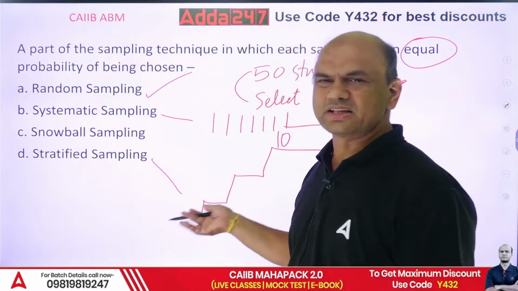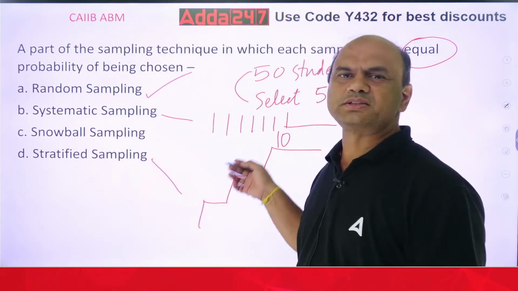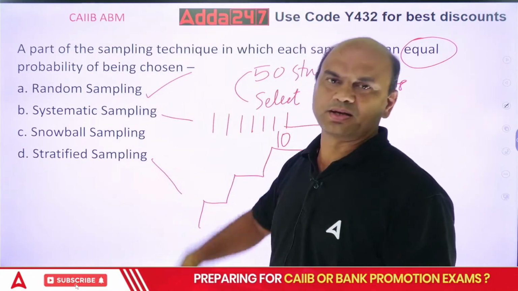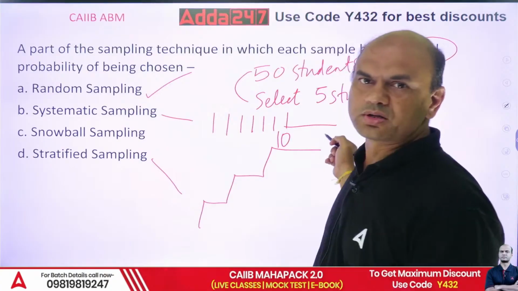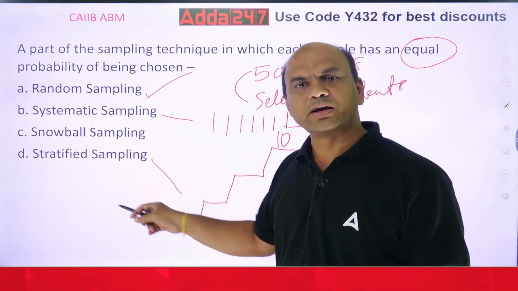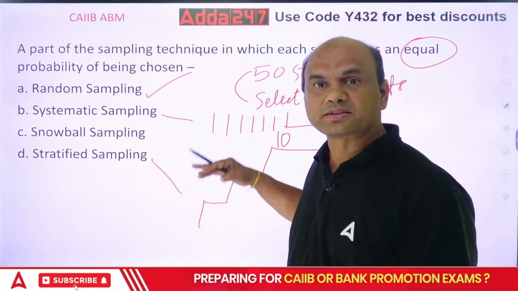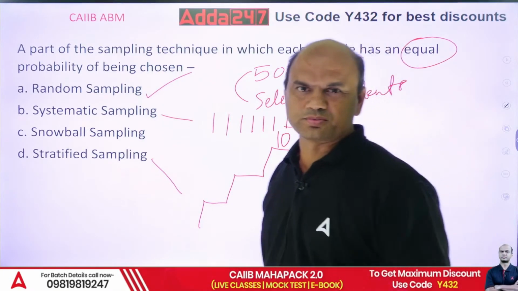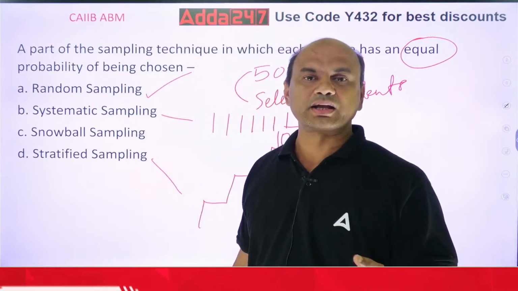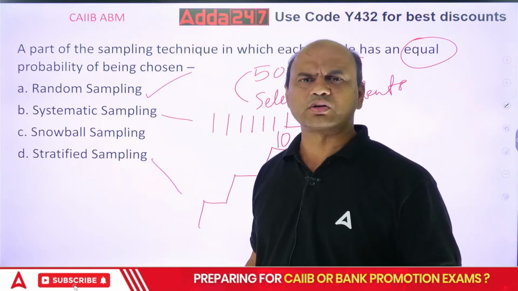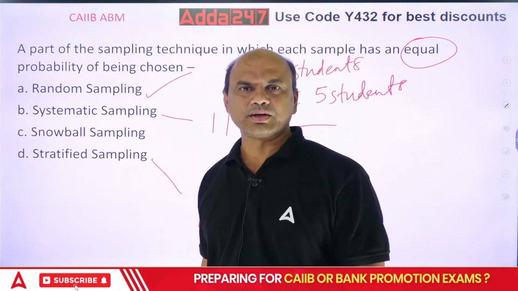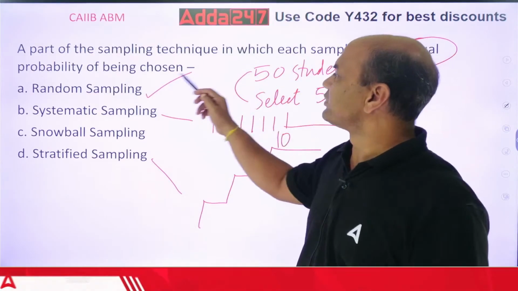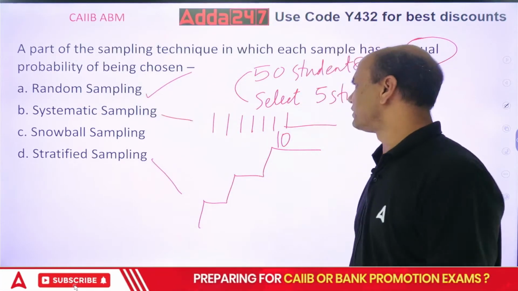Okay, as I told you, less than 40, 40 to 70, 70 to 100. Understand the difference between stratified and systematic. Systematic means they are in the same horizontal line. Stratified means they are going up. A divide is created between them because of the marks or anything. I can call it for weight also. I can call it for height. I can call it for any bifurcation. Okay. So, in which the sample has equal chances, random sampling. Got it?